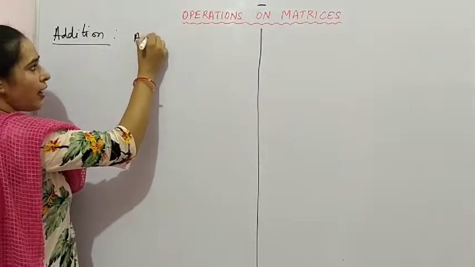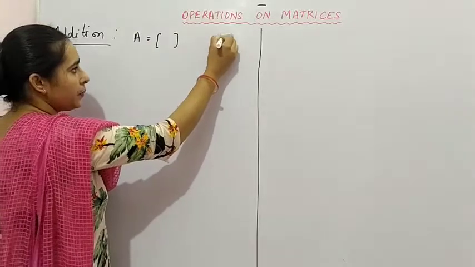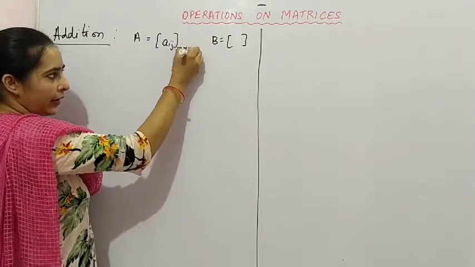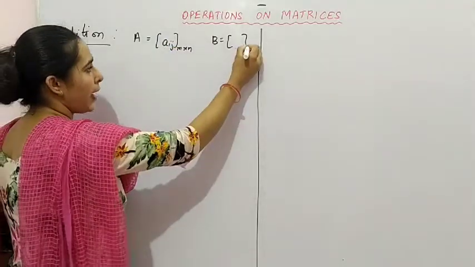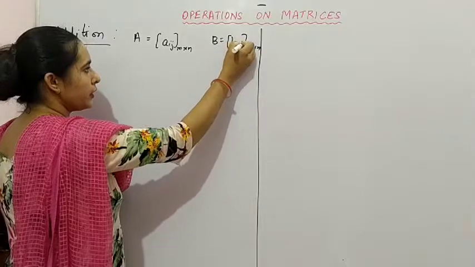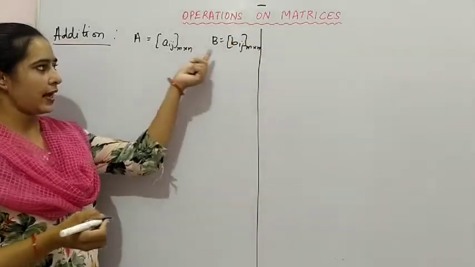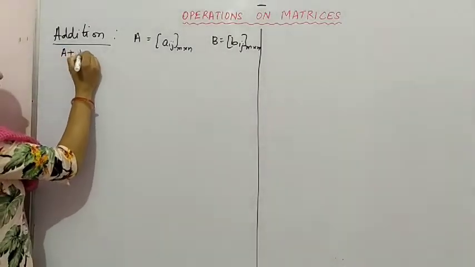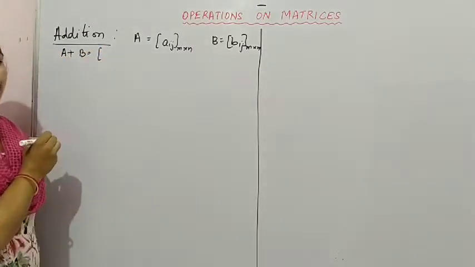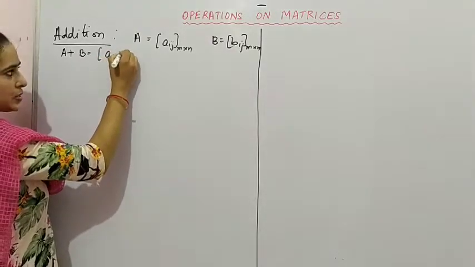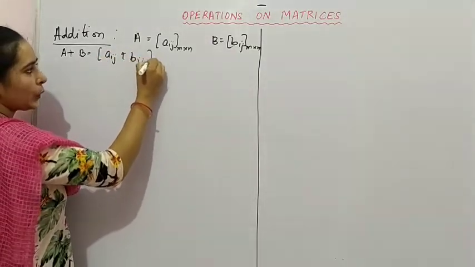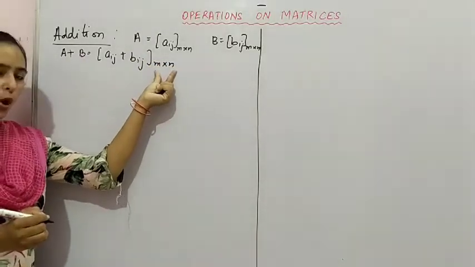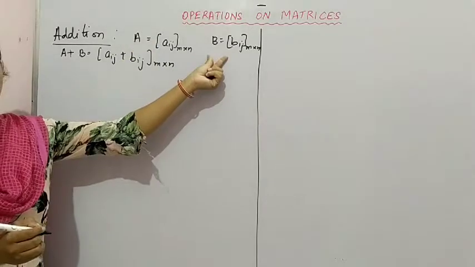Let us suppose we have two matrices A and B. Let A be of type m by n and B be of type m by n, where their entries are denoted by Aij's and Bij's respectively. Now, how can we find A plus B? Simply we have to add the corresponding elements of two matrices to get the new matrix A plus B, which will be of the same order as the order of A and B.